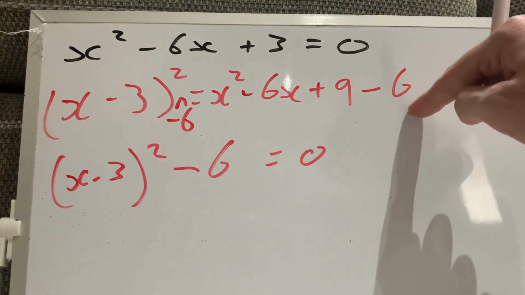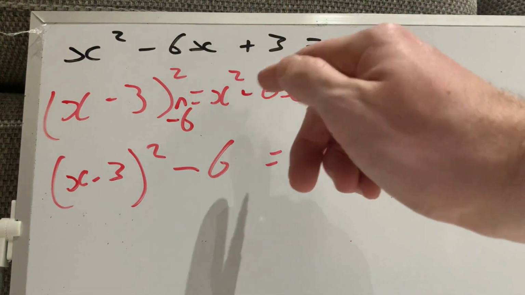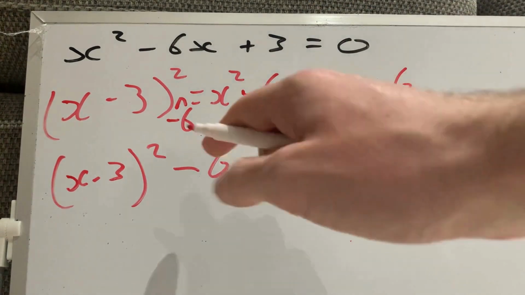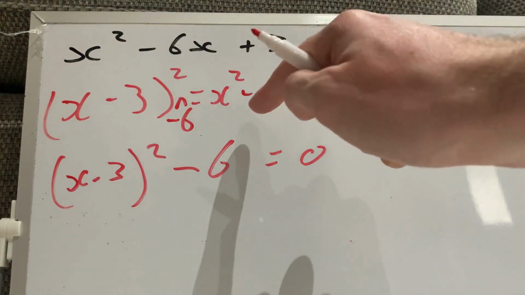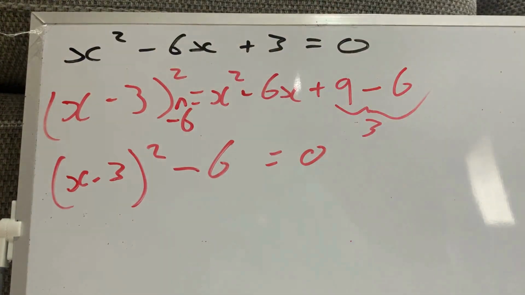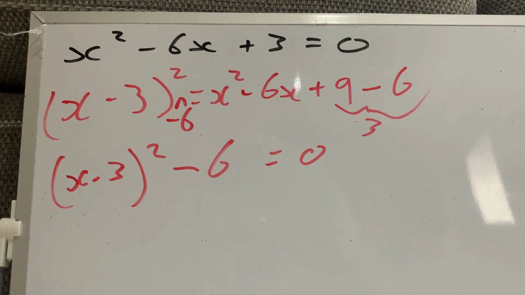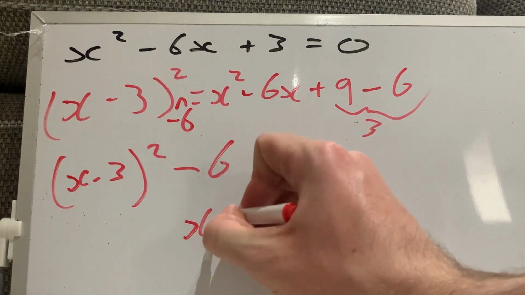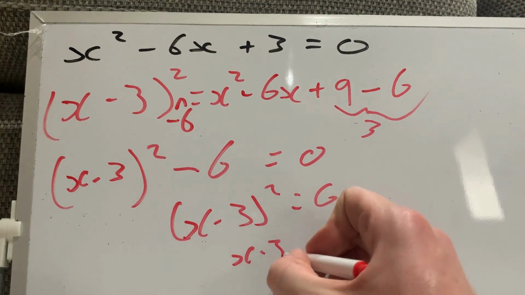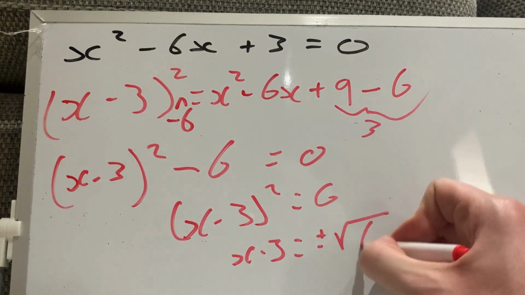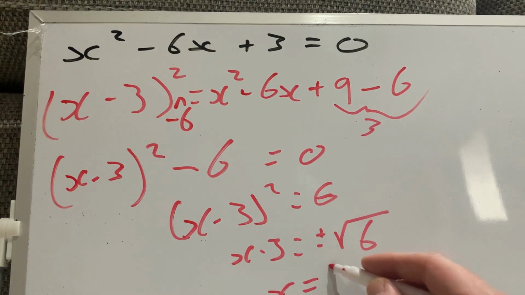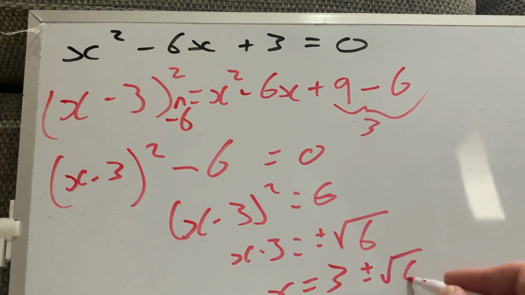We've just taken 6 off because this is now x squared minus 6x plus 3. And so we've used the fact that this equals 0 and x minus 3 squared minus 6 equals this. Okay? And so that's a lot easier to solve now. Okay, adding 6 to both sides, we'll get x minus 3 squared equals 6. And then x minus 3 equals plus or minus the square root of 6. And then adding 3 to both sides, x equals 3 plus or minus the square root of 6.